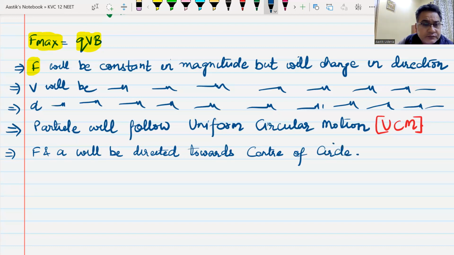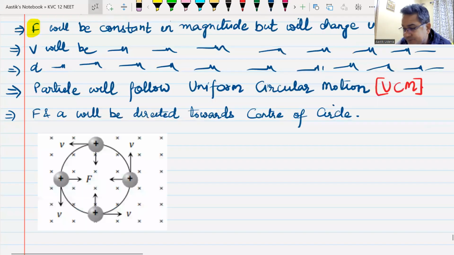Force and acceleration will be directed towards the center of the circle. Now the next question is, how will you find out the center of the circle? Basically, if you know the direction of force, you can find out the direction of the circular path.